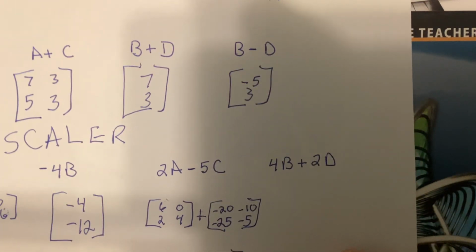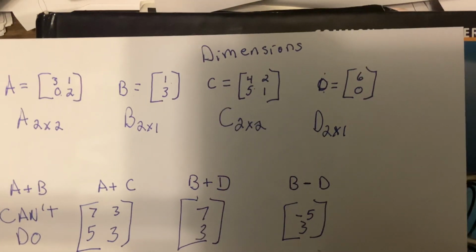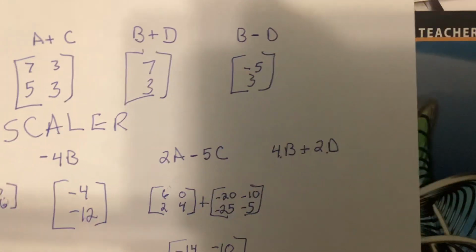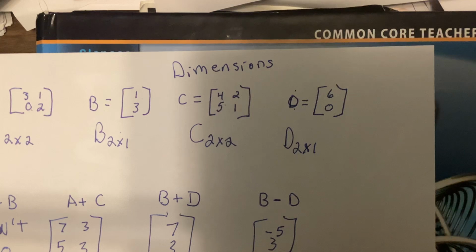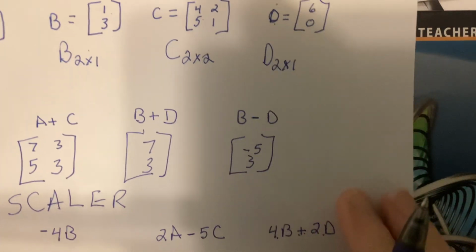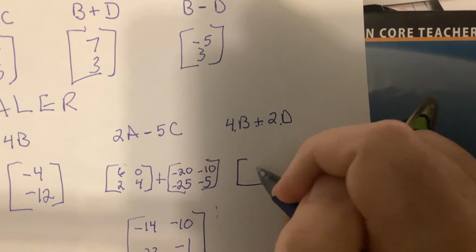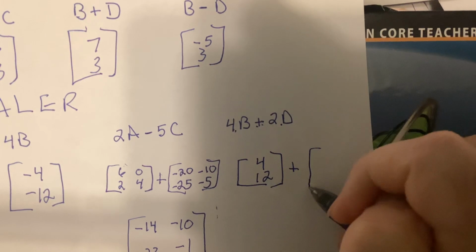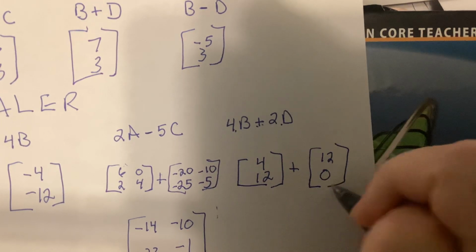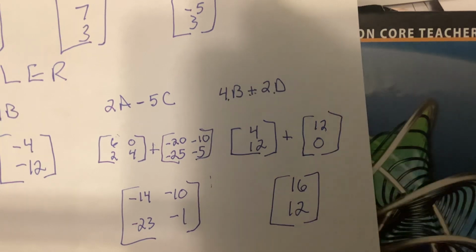So right now, what would 4B plus 2D end up being if there's B and D? So 4B, multiply B by 4, be 4, 12. 2D would be 12, 0. So it'd be 16, 12. Is that what you got?